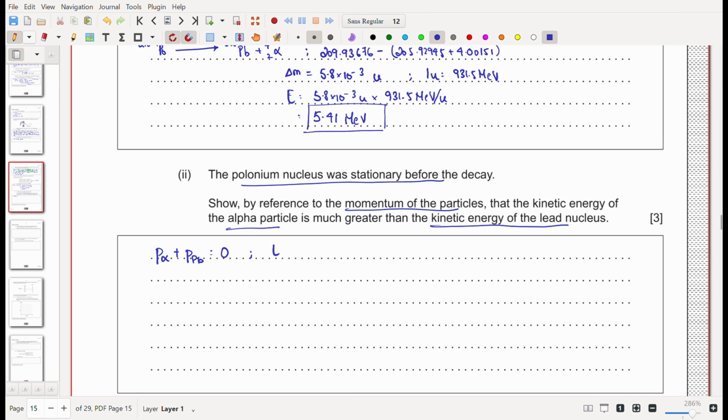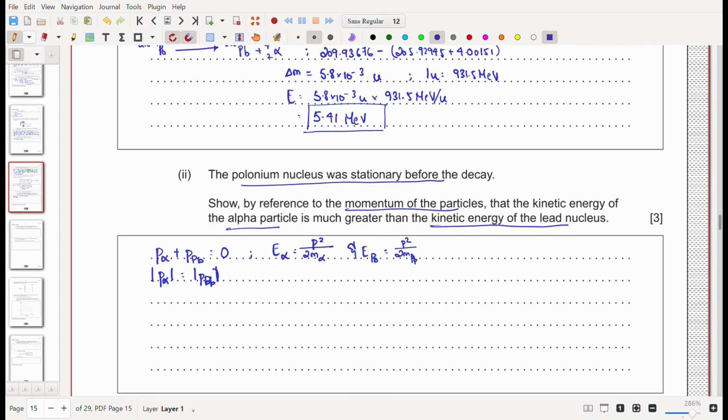Now let's go ahead with E alpha. E alpha is equal to P squared by 2m alpha. And E lead is equal to P squared by 2m lead. Sorry, we're dealing with lead here, guys. Let's cancel out our P's. Since we know that P alpha plus P lead is equal to 0, we can assume that the magnitude of P alpha is equal to the magnitude of P lead. Now, since we're squaring here, that goes away.